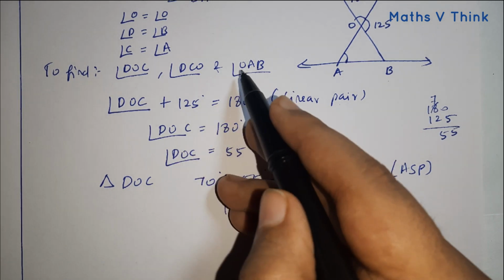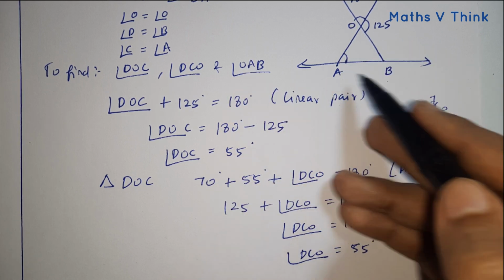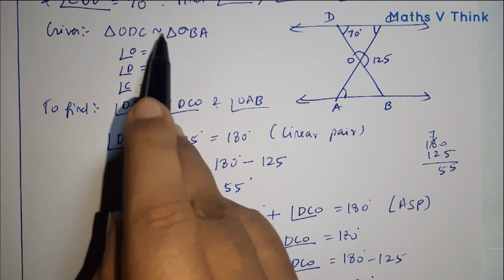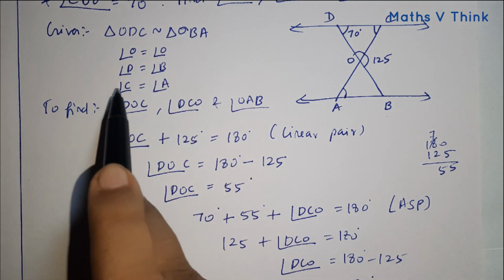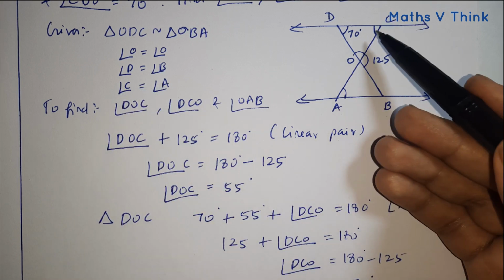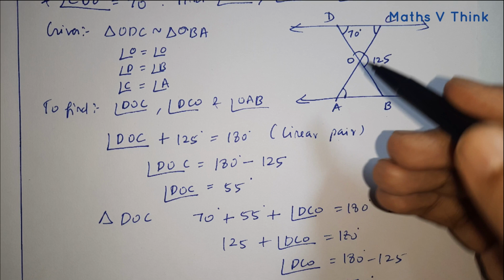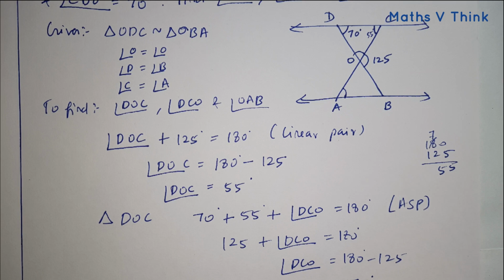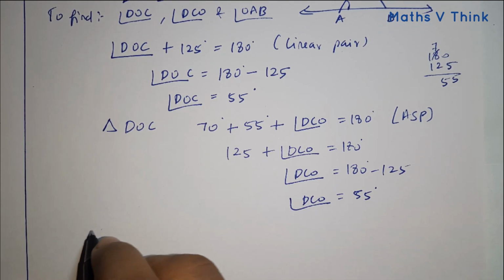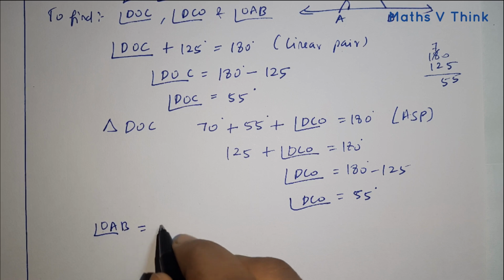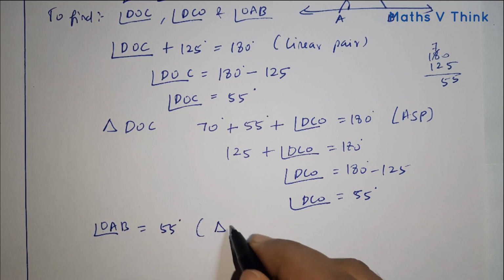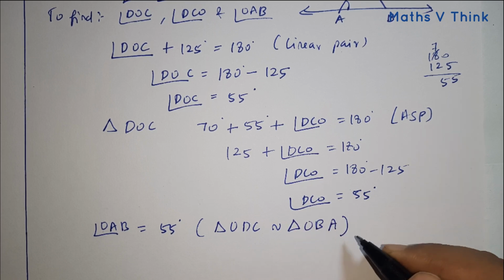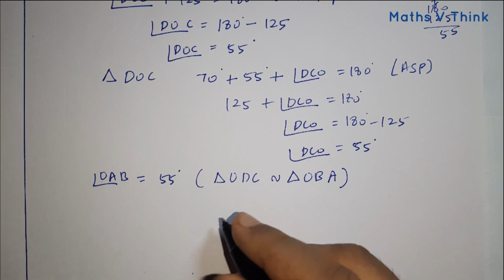Now next angle I need to find is OAB. In the given itself they gave triangle ODC is similar to triangle OBA and I told angle C is equal to angle A. So angle C, nothing but DCO, I got 55. So angle A will also be 55. So angle OAB is equal to 55. Why? Because this triangle ODC is similar to triangle OBA. So we got all three angles.